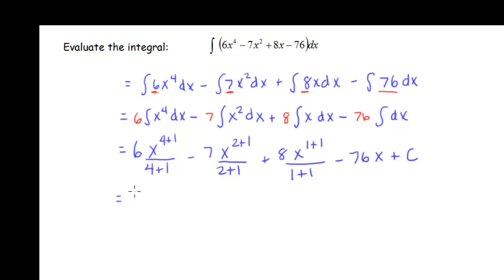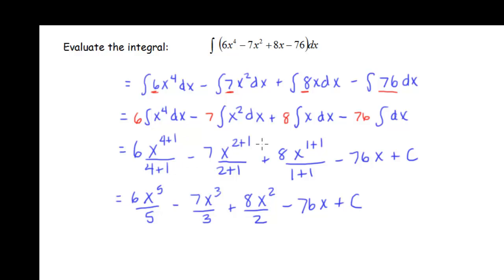Let's simplify a bit here. In this step I have added those 4 plus 1 over 4 plus 1. I've done that arithmetic. And here, notice I have one term where I can simplify. If you can simplify a little bit, I want you to go ahead and do that. See how I have a factor of 2 here in both of these? So I can cancel that factor of 2. So I'm going to have 6 fifths x to the 5th minus 7 thirds x cubed plus 4x squared minus 76x plus c.